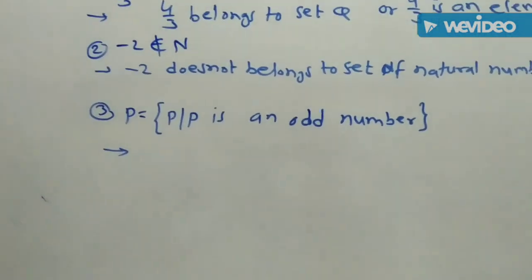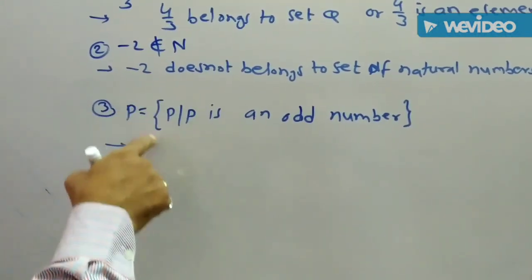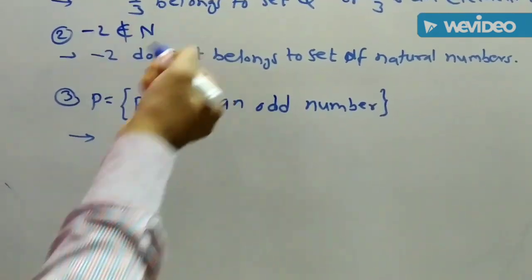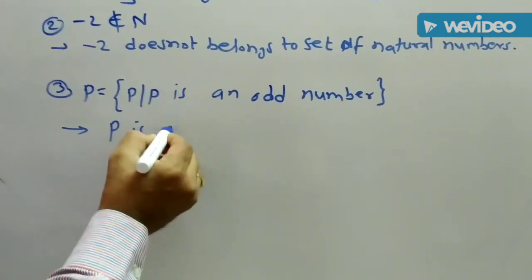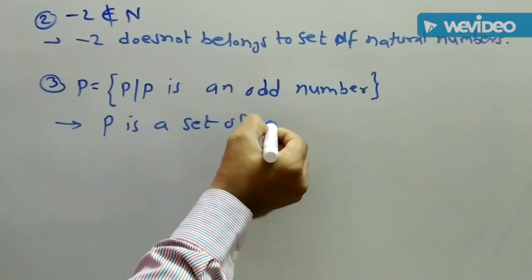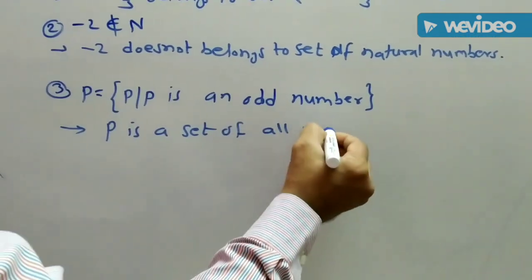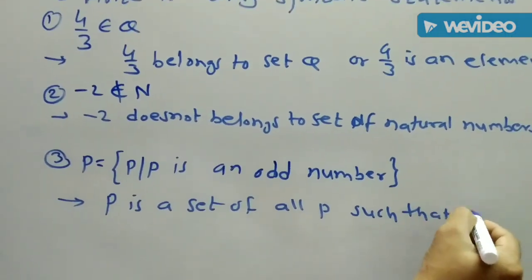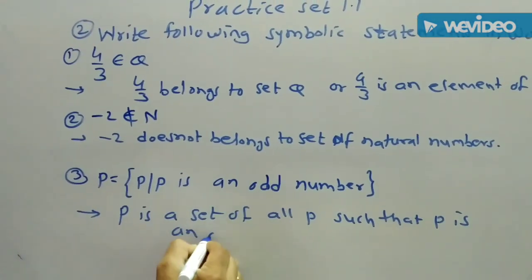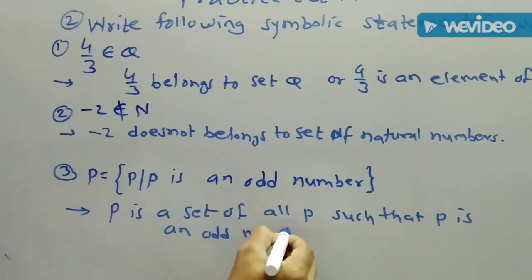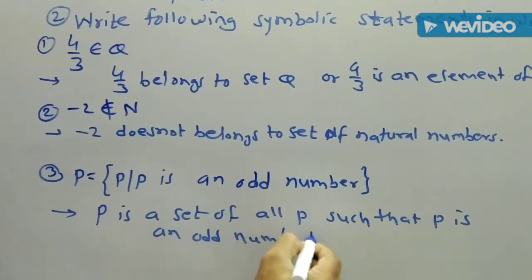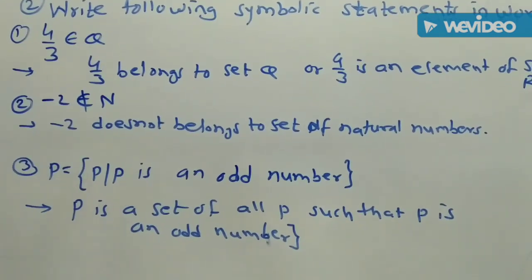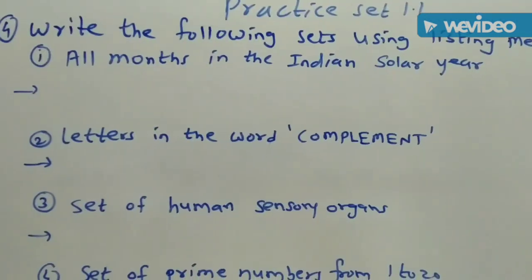Then P is the set of p such that p is an odd number. We have to write it in words. Therefore, P is the set of all p such that p is an odd number. That is question number 2: write the following symbolic statements in words.